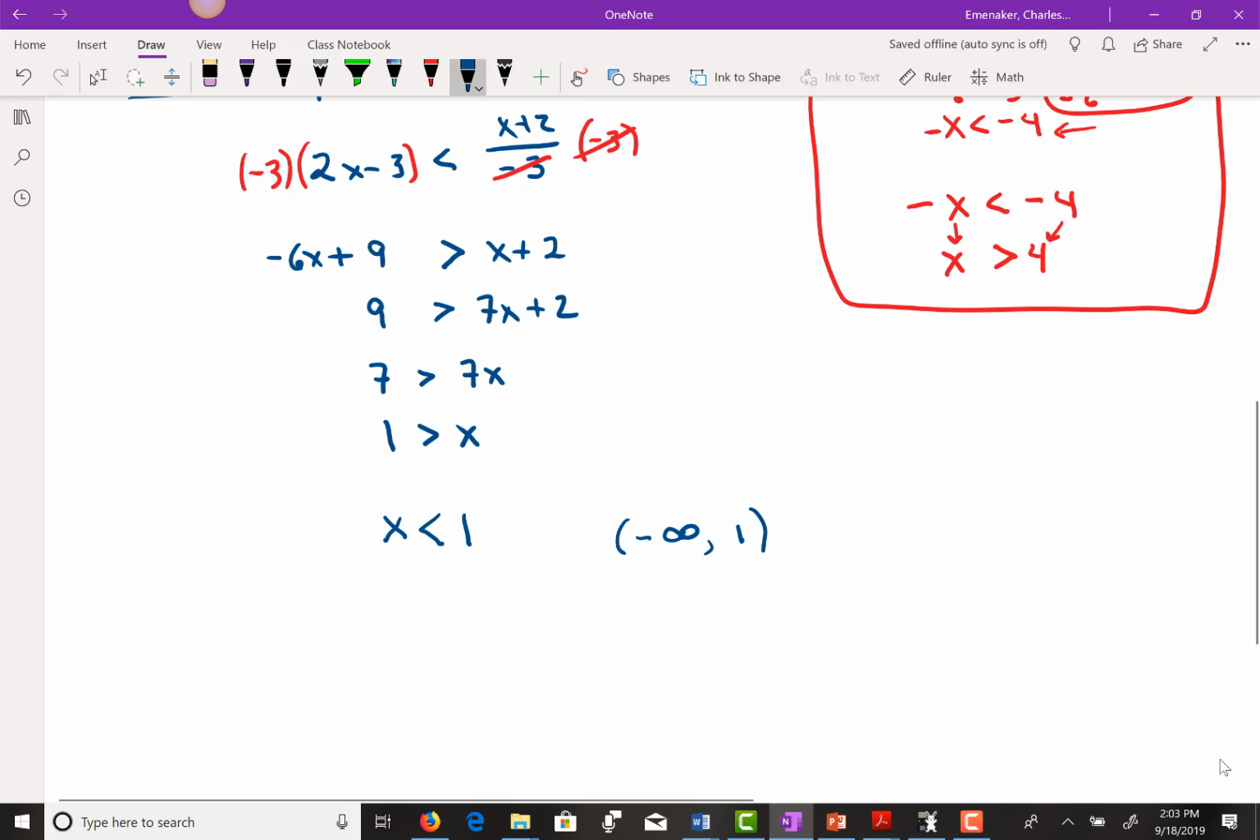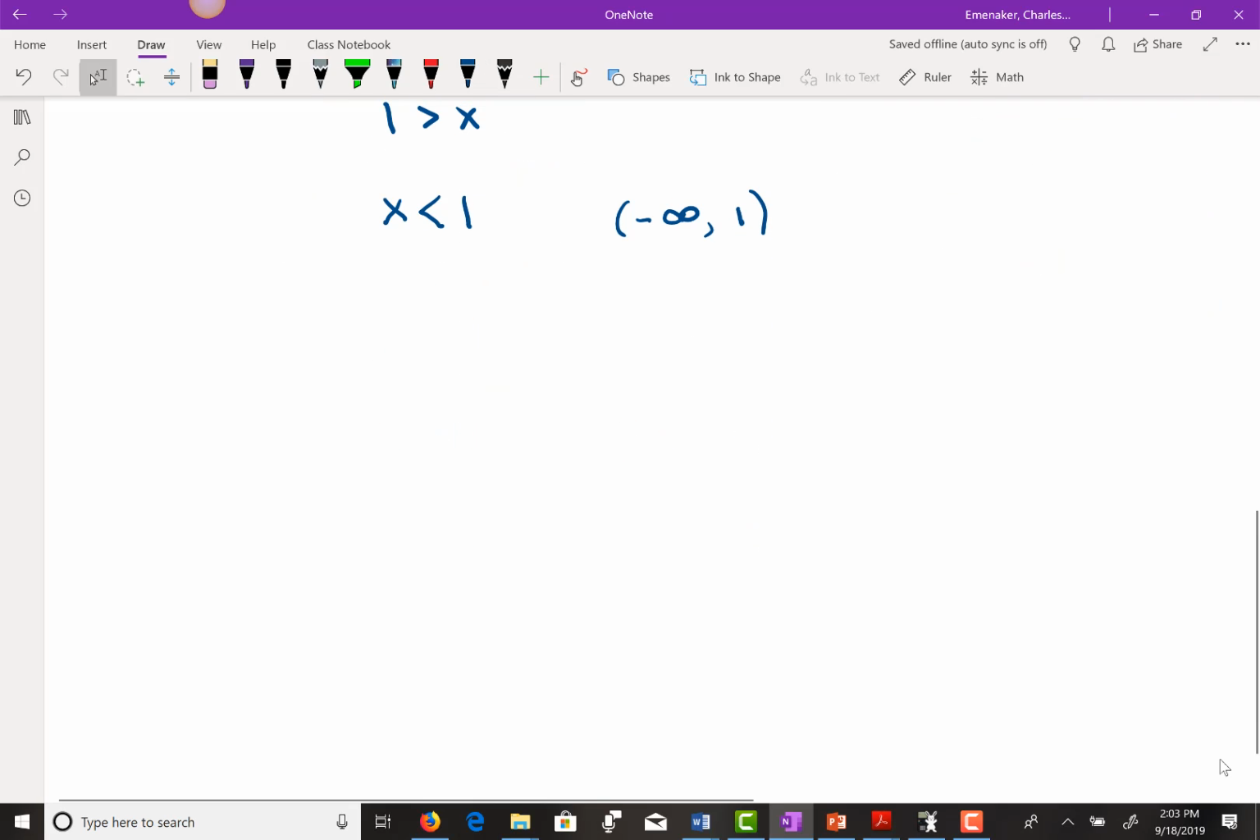Okay, let's take a look at another one. Let's say we have something like this. The little box means that's the end of the problem. Let's say I have something like 1 minus x is greater than 1/2 x minus 2. 1 minus x is greater than 1/2 x minus 2.